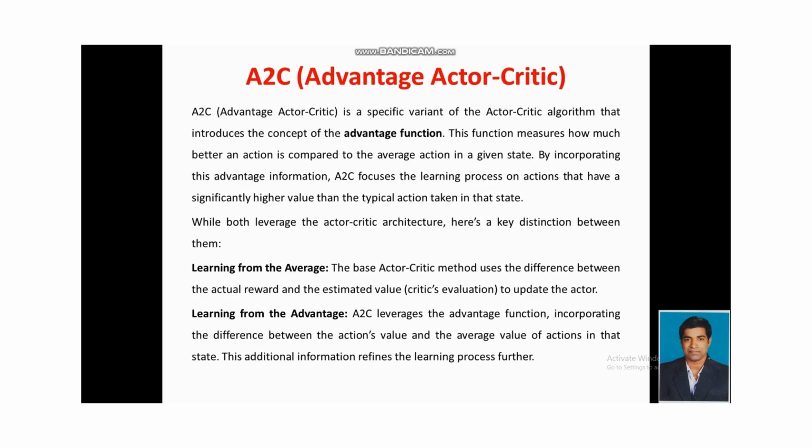While both leverage the actor critic architecture, here is a key distinction between them. In learning from the average, the base actor critic method uses the difference between the actual reward and the estimated value, the critic's evaluation, to update the actor. Whereas in learning from the advantage function, A2C leverages the advantage function, incorporating the difference between the action value and the average value of the actions in that state. This additional information refines the learning process further.